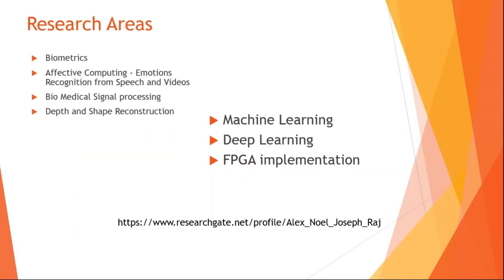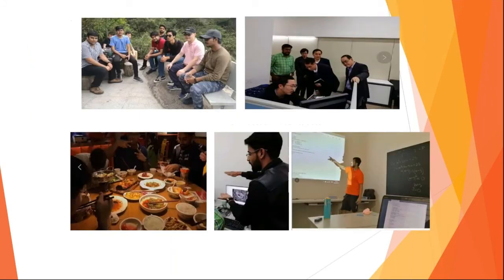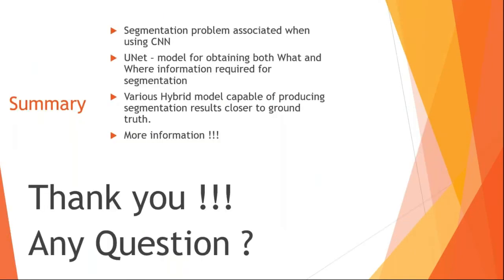And these are some of the areas which I forgot to mention in the first slide. I work on biometrics, affective computing, and biomedical signal and image processing. This is my PhD area, and I still work on it. Depth estimation, and three main things: deep learning, machine learning, and FPGA implementations are also among my core areas of research. So with this slide, I thank you all for your patient listening, and if you want, you can ask me any questions.